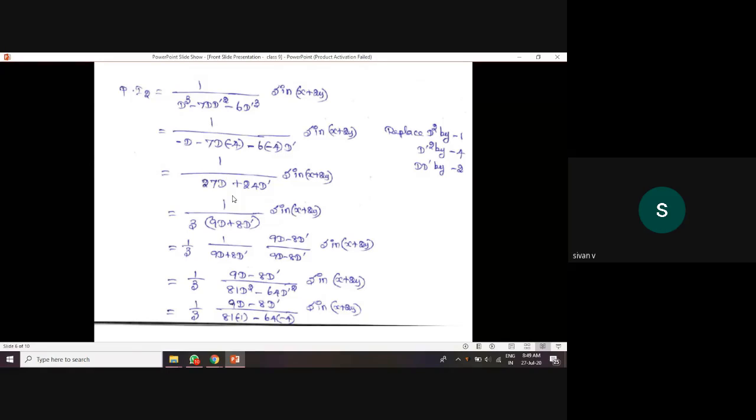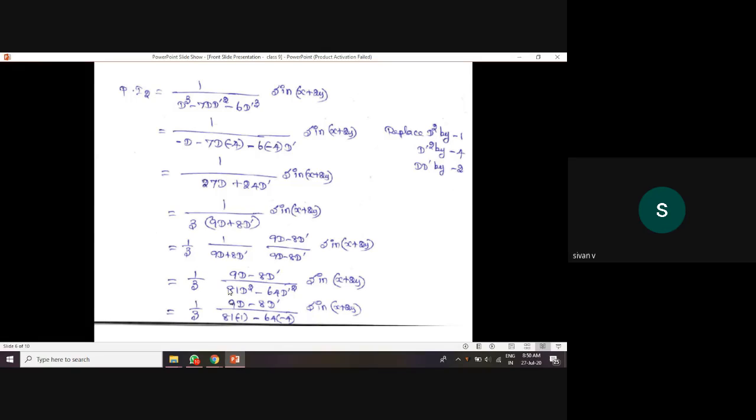Now here 27 and 24, we have to take the conjugate. So take the common thing outside. Common is 3, so 9D plus 8D dash. And take the conjugate: the conjugate of 9D plus 8D dash is 9D minus 8D dash, by 9D minus 8D dash, of sine of x plus 2y. Now the numerator, 9D minus 8D dash, as it is. The denominator is of the form a plus b and a minus b.